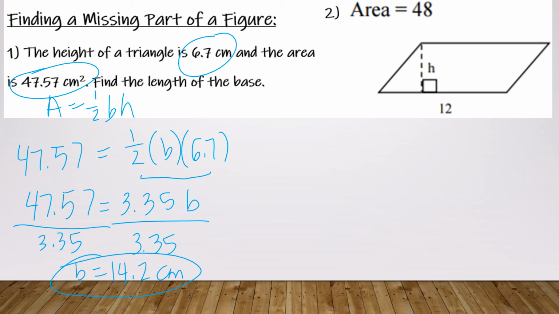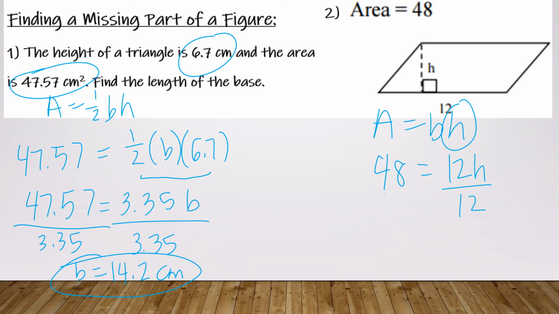For number 2, the area they give you, area of a parallelogram is base times height. We are trying to find the height. So my area is 48, my base is 12, and my height is h. So divide both sides by 12, and you get that h is 4 units.